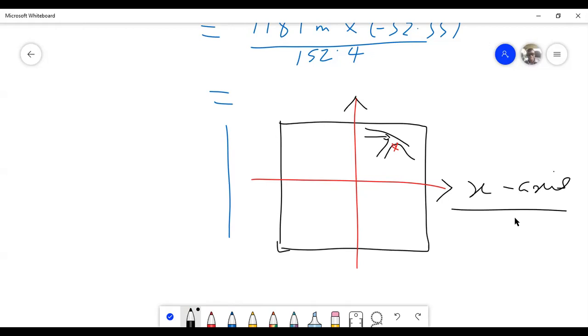so now your y-axis is orthogonal to the x-axis. To get the x-coordinate of a point like this, you simply measure the x-coordinate along the x-axis like this. So this is it.